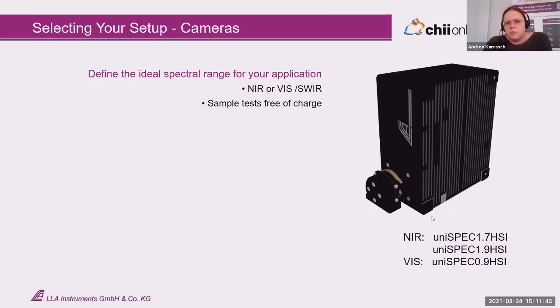We have different models available in the NIR range for food sorting, and for food applications, the most important is the Unispec 1.7 model. And for specialties, a 1.9 model is available. And of course, we also have a VIS model with Unispec 0.9 HSI. The numbers always account for the cutoff wavelength.